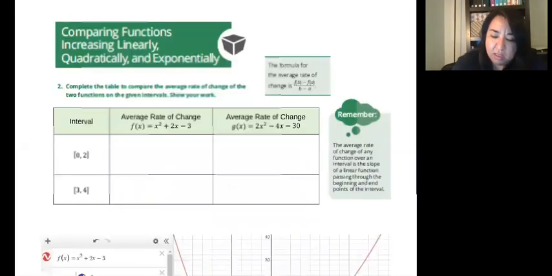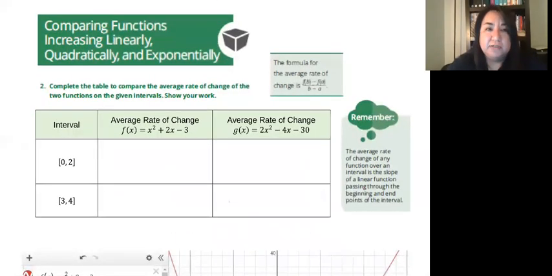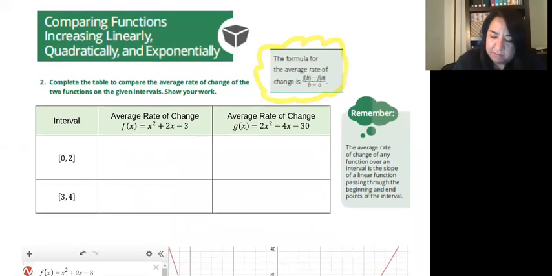But what if I asked you to compare two quadratic functions by comparing their average rates of change? Just a reminder that this is the formula for the average rate of change. If you're looking at that and it doesn't make much sense to you, this is the best way that I remember. The average rate of change of any function over an interval is just the slope of a linear function passing through the beginning and end points of the interval. So this formula can just be thought of as the slope formula. You're changing your y's over your change in your x's, or y2 minus y1 over x2 minus x1. This is just written in function form.